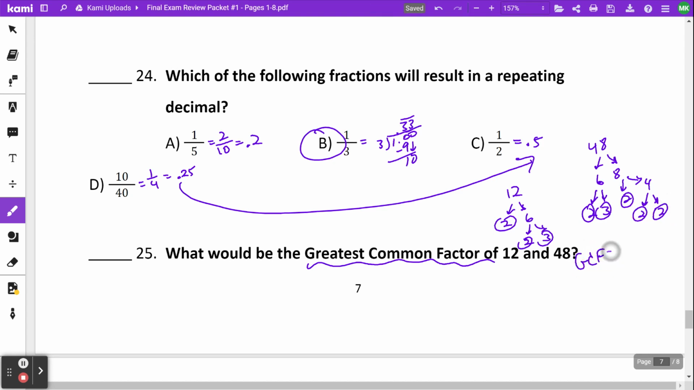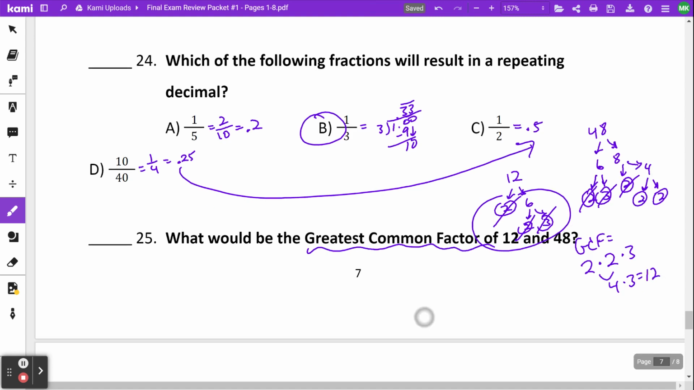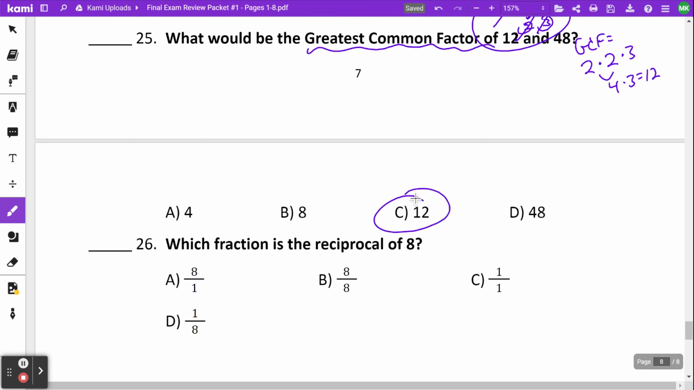So GCF, just list the ones that they have in common. Here's a 2. There's a 2. Put down a 2. There's another 2 times 2. And then there's a 3. And then another 3 times 3. Nothing left, right? We're done, right? Because those are all used up. So 2 times 2 is 4. 4 times 3 is 12. So therefore, my GCF is 12. Here you go. Okay. We're doing pretty well.